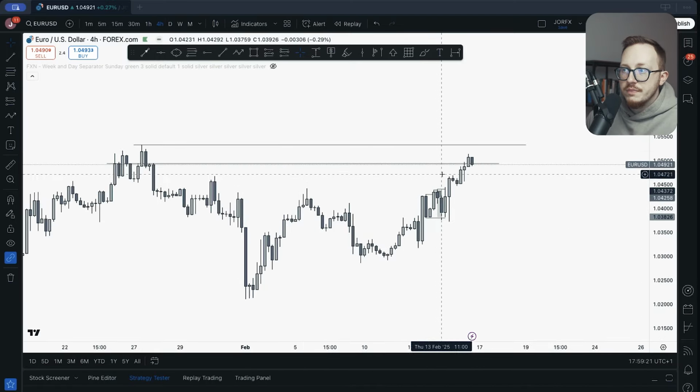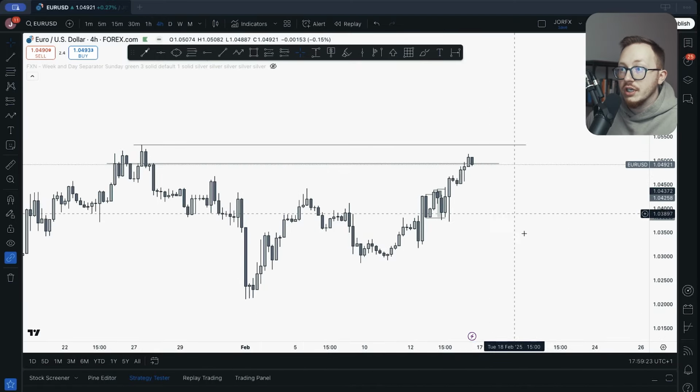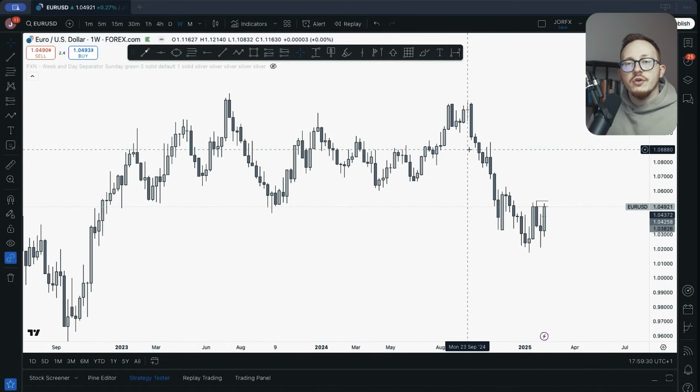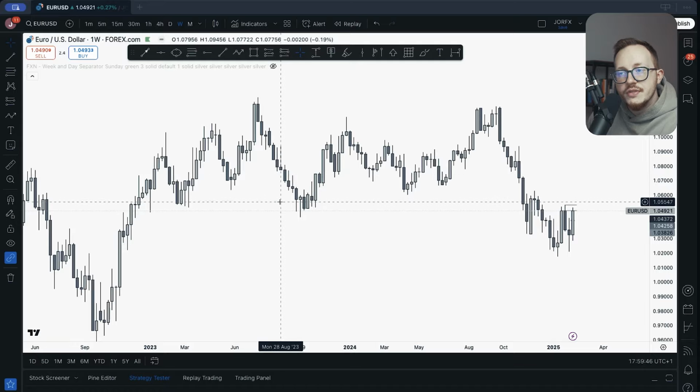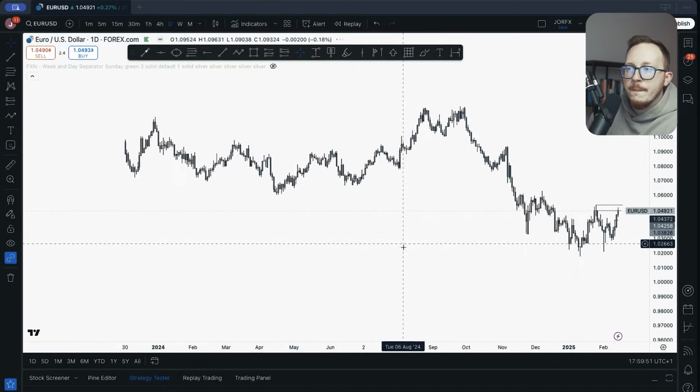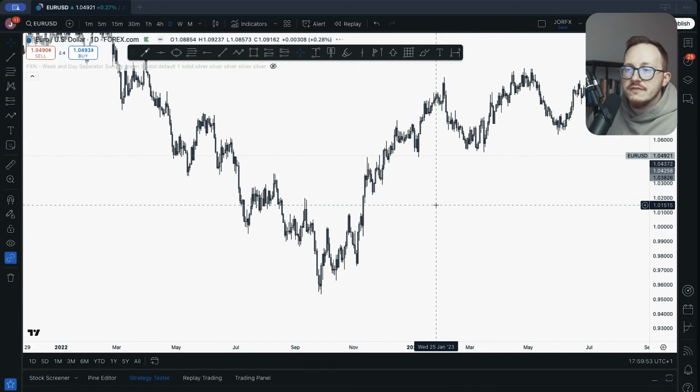Now, is it possible that we're going to be turning around completely? I don't know. Let's go to an even higher time frame. So right now we're on a weekly. And what I often see is that when price moves up without really taking out liquidity on a higher time frame, it is not really going to be creating very, very large moves.